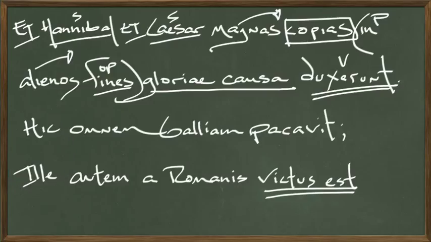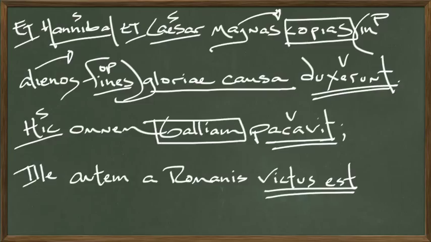This first sentence, we're going to treat this hic omnem Galliam pacavit as its own sentence. This first sentence says hic, subject of the sentence. What did hic do? Hic pacavit. He conquered. He conquered what? He conquered Galliam. How much of Galliam? Omnem Galliam. Well, only one person that we know of in the ancient world conquered all of Gaul. So we know that this is referring back to Caesar.